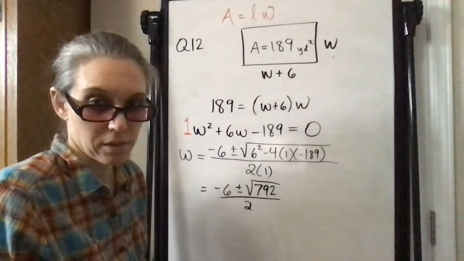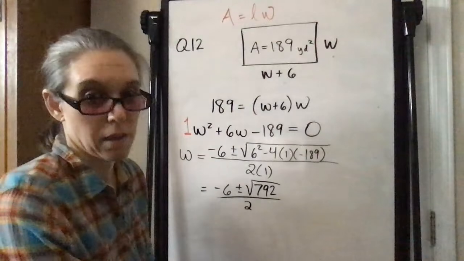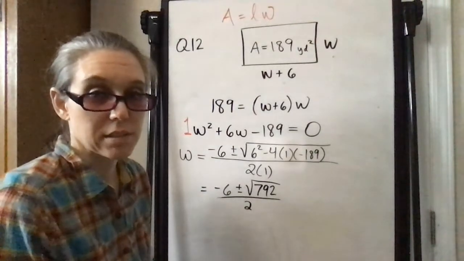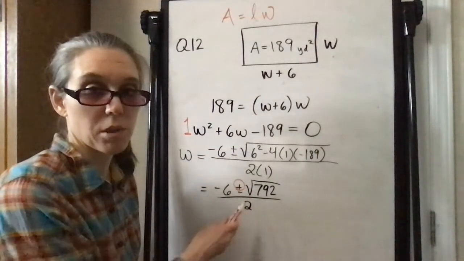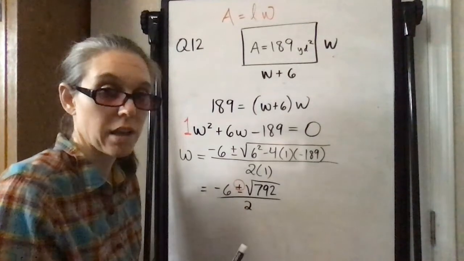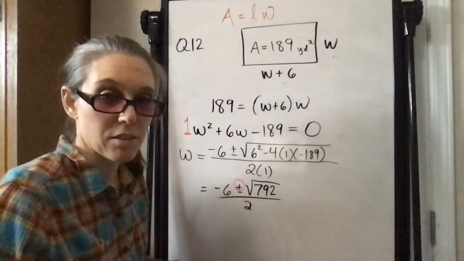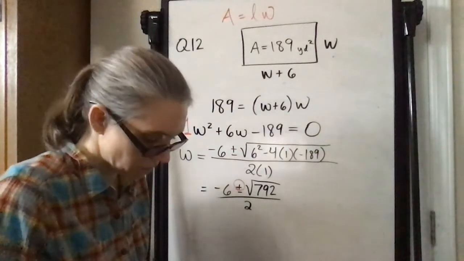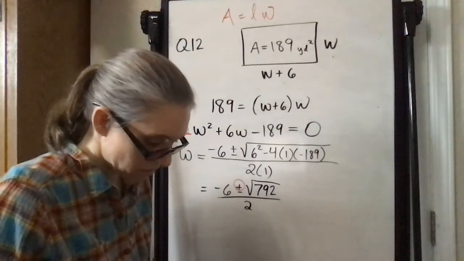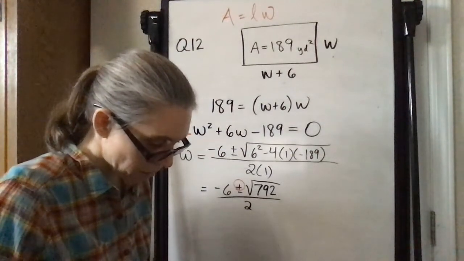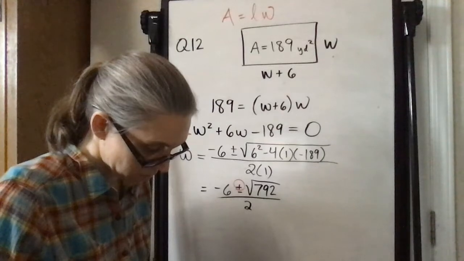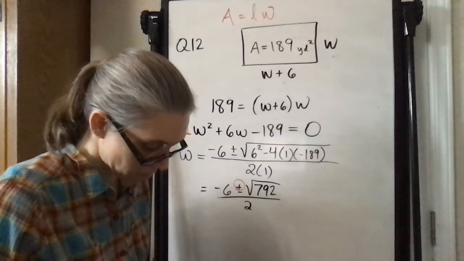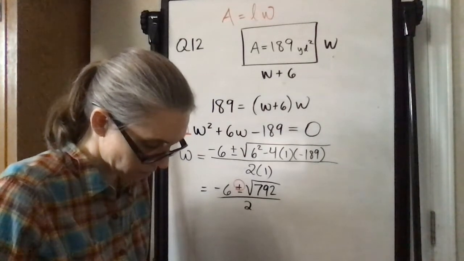Now let's think about this. The width is going to need to be positive. So we're going to have the positive only. We're not going to use the negative, okay? So you can drop the negative and just stick to the positive. 792 is divisible by 4 at least. It's also divisible by 9. So 792 is divisible by 36.